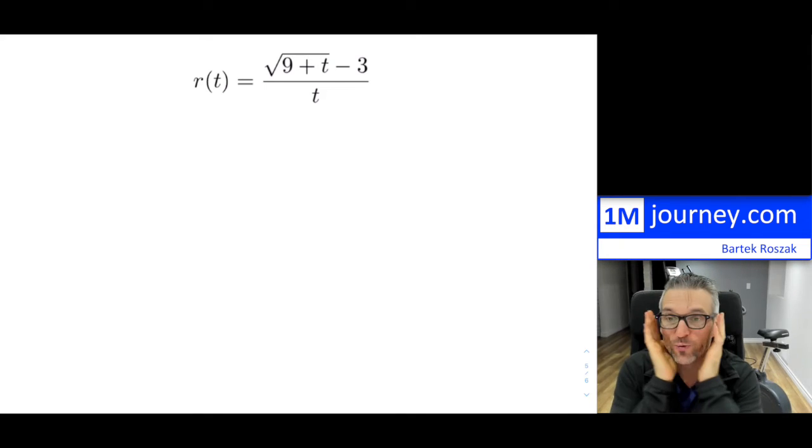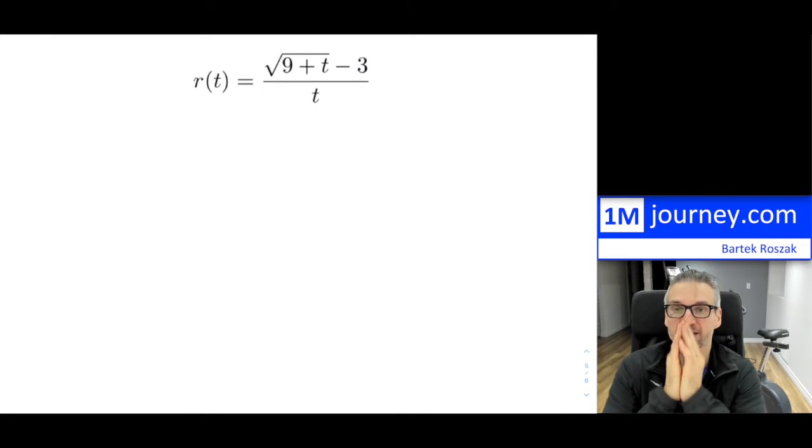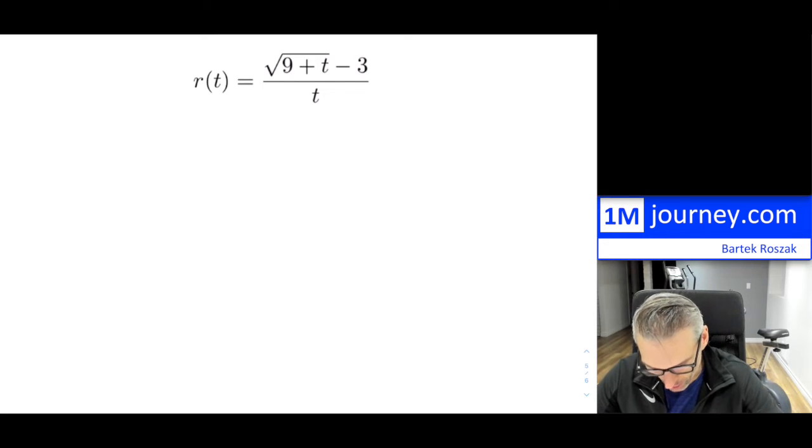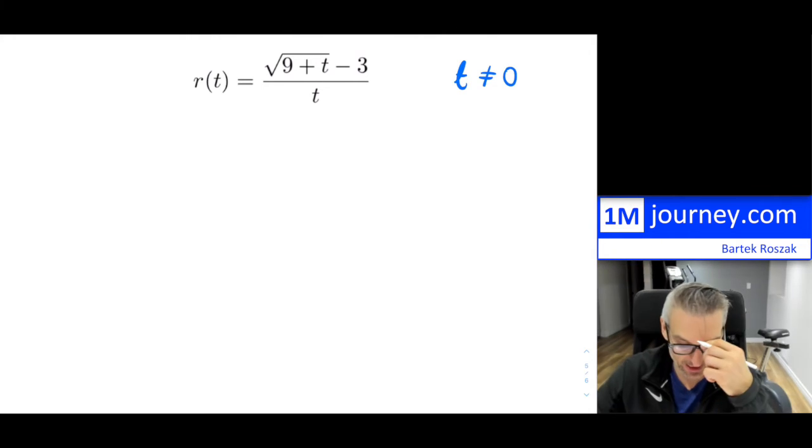Okay, so here's another one. This one's going to be a little bit of work. We're finding the derivative from first principles, and we've got to be careful. The first thing, like in all your cases, is to make sure that you know where this function is defined. Clearly t cannot be equal to 0 right here, because we would get a 0 in the denominator.